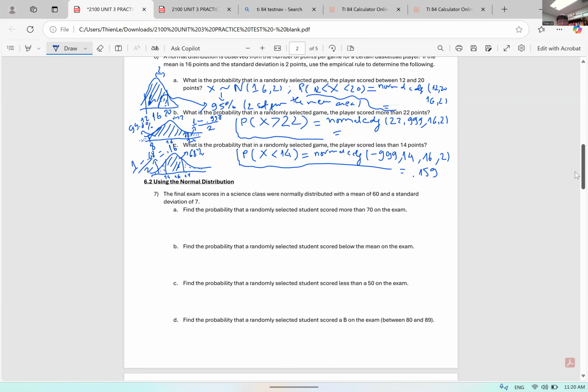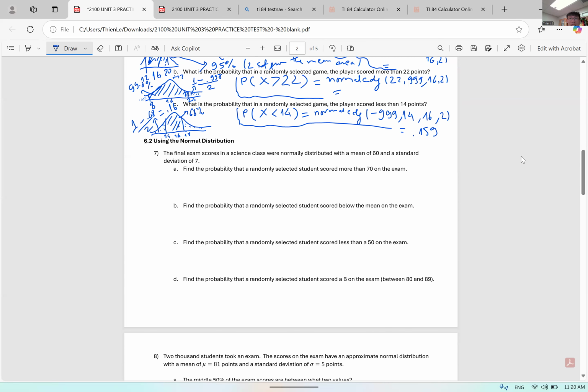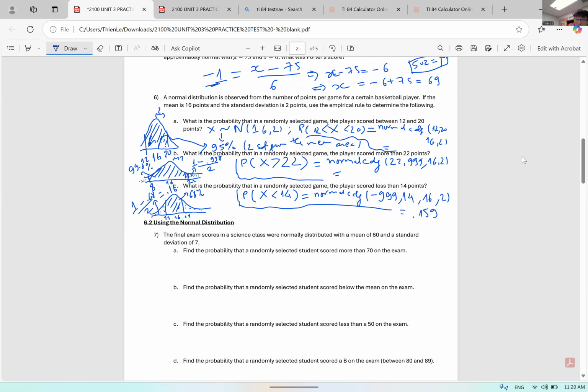So here, the final exam scores in a science class were normally distributed with mean 60 and standard deviation 7. Find the probability that a randomly selected student scores more than 70 on the exam, below the mean, less than 50, and between 80 and 89. All of these are normal CDF problems: you have the value, you find the area under the curve. If X is the final exam score, X follows a normal distribution with mean 60 and standard deviation 7. The first question is to find the probability X greater than 70. So it's just normal CDF, 70, a big number, mean and standard deviation.